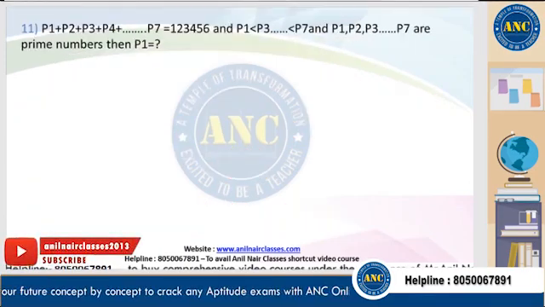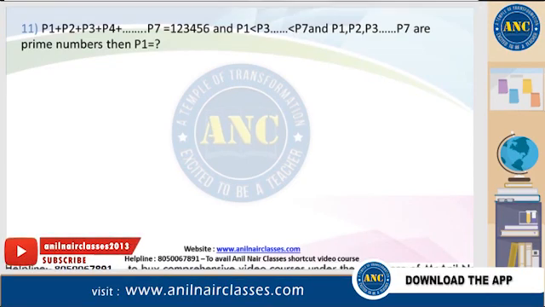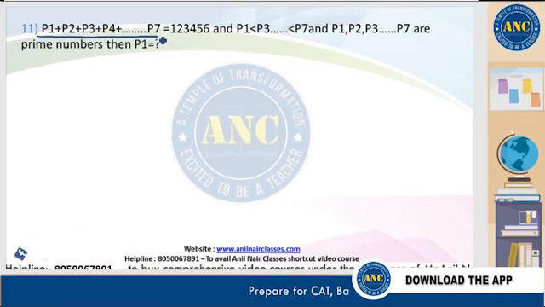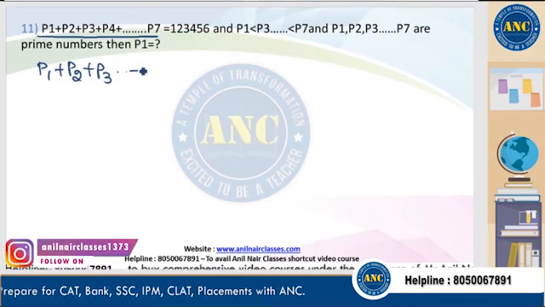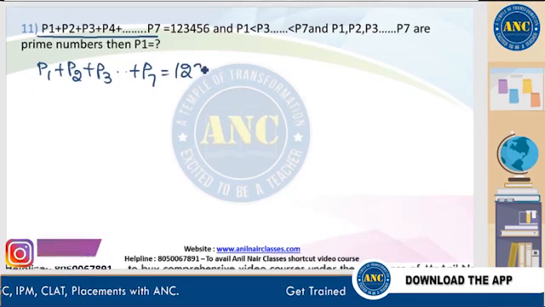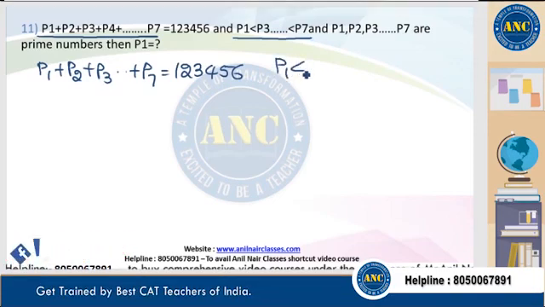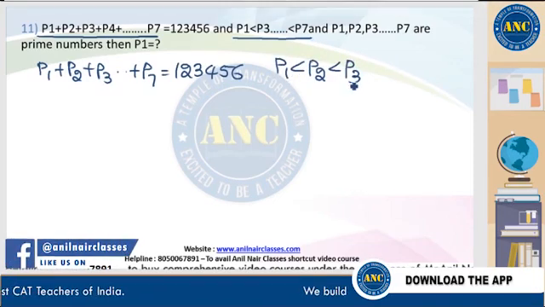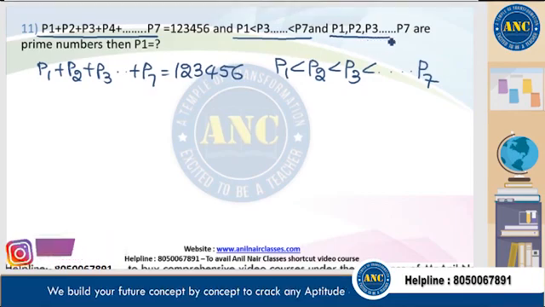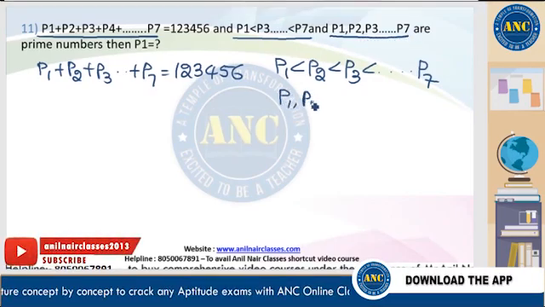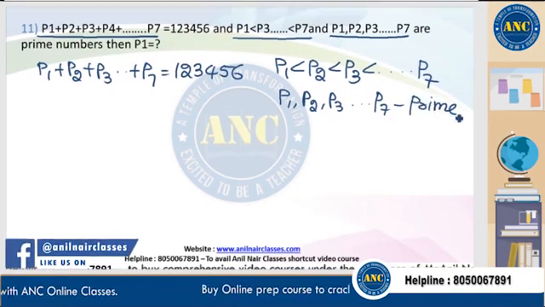Another question. We did multiplication of n prime numbers. Now let us do prime numbers addition. Let us read the question. P1 plus P2 plus P3 and so on up to P7. P1 less than P2 less than P3 and so on up to less than P7, and P1 to P7 are prime numbers. What is the smallest?